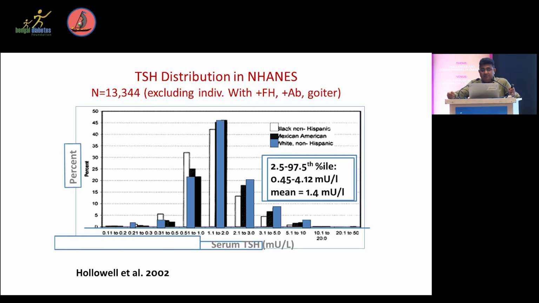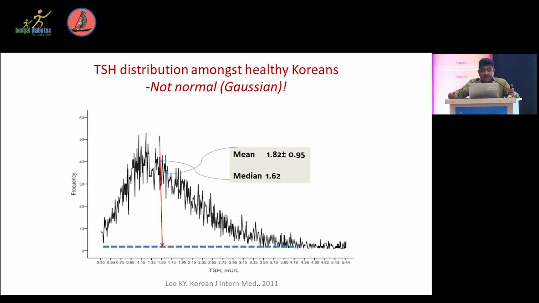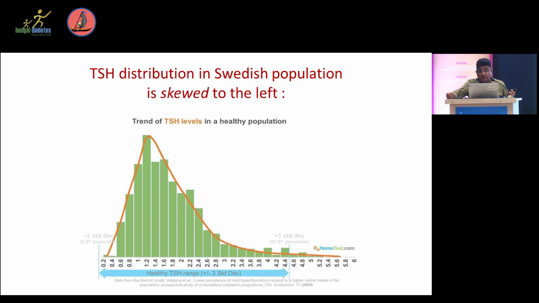This is actually a big NHANES study, where they did a survey of more than 13,000 patients. They found that the population who were negative for thyroid antibodies, who didn't have any family history of thyroid disease, and who didn't have any goiter, so all confounders eliminated, had a mean value of around 1.4. The 2.5 to 97.5 percentile was 0.45 to 4.12. So that's how we are now having the assays.